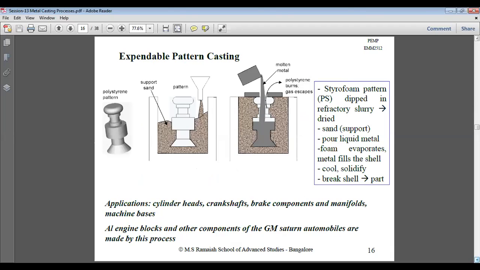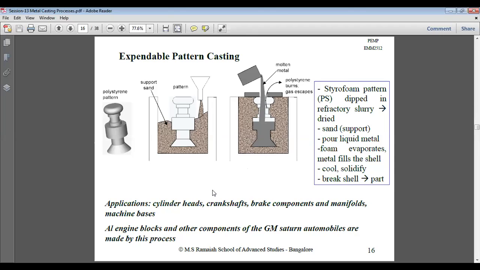So this is expandable pattern casting. We can see here the pattern expands, and we have polystyrene patterns and supporting sand. This is again the pattern, the molding sand, the flow of molding sand. Molten metal is poured into the cavity, and this way we have expandable pattern casting.